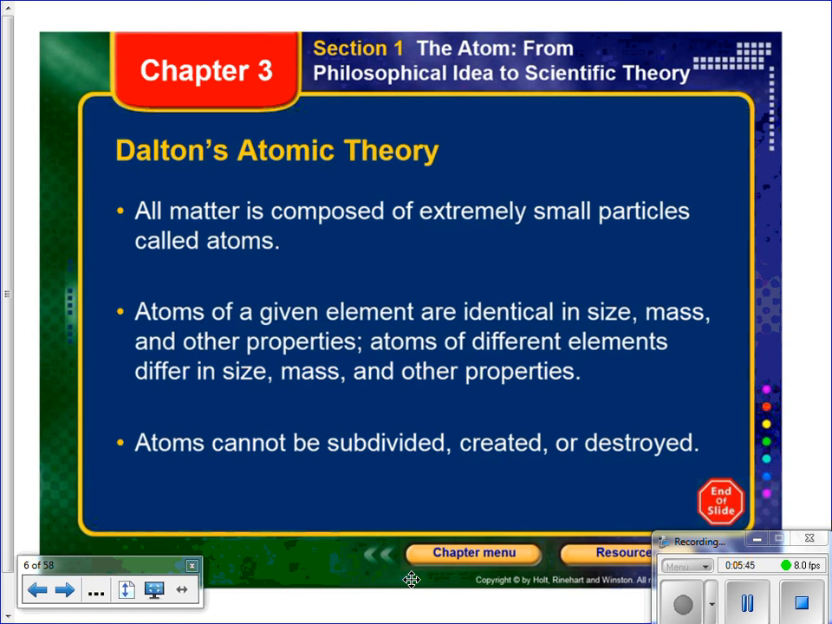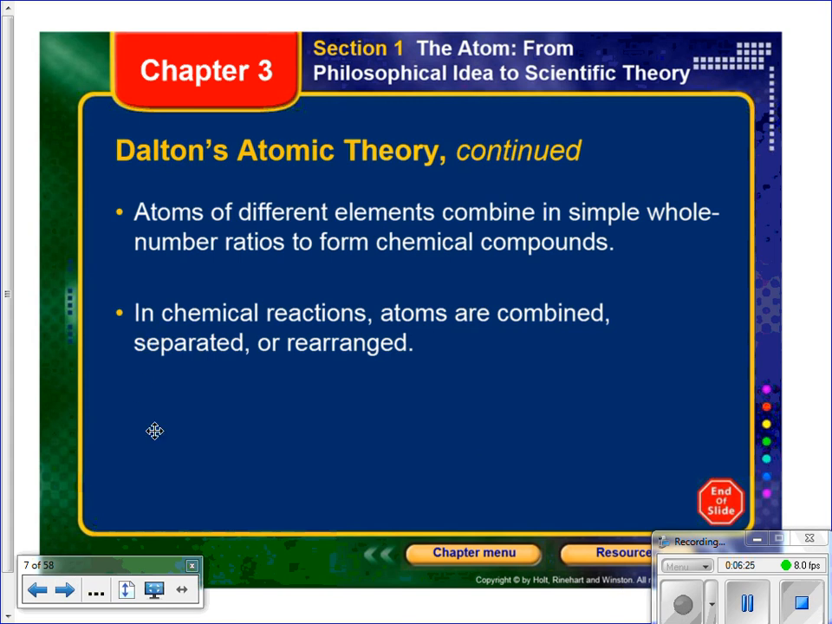Number 3, atoms cannot be subdivided, created, or destroyed. This has changed over time. None of these things happen naturally, but they can happen in a lab, and we know that from the atomic bomb. We also have something called an atom smasher, where they take ions and radioactive atoms and they smash them together to create new elements. And so we're kind of creating atoms there. We are creating atoms from pieces of other atoms. So this third one has kind of changed here in the last 50 to 70 years.